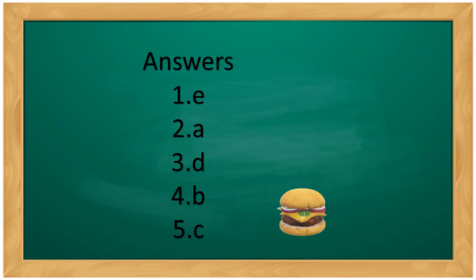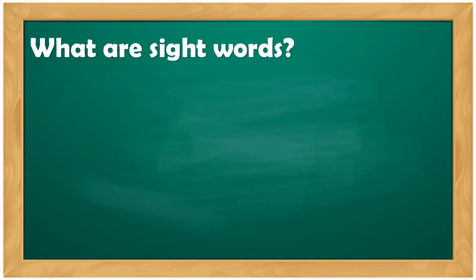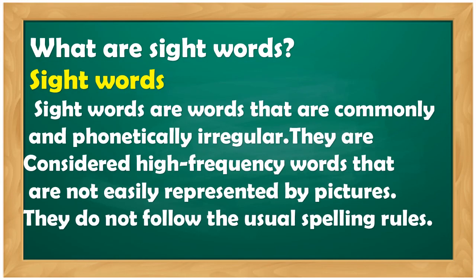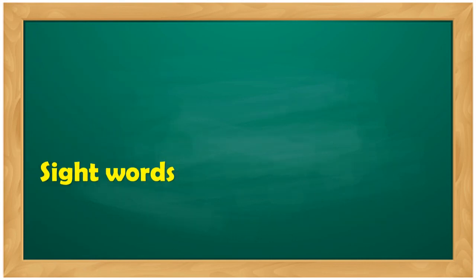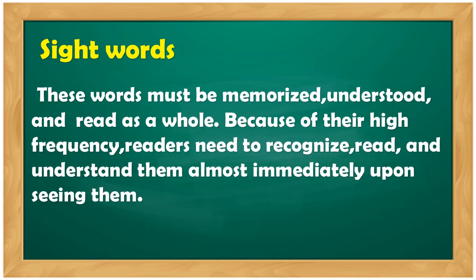And for our general question, what are sight words again? Sight words are words that are commonly and phonetically irregular. They are considered high-frequency words that are not easily represented by pictures. They do not follow the usual spelling rules. Sight words, again, these words must be memorized, understood, and read as a whole. Because of their high frequency, readers need to recognize, read, and understand them almost immediately upon seeing them.